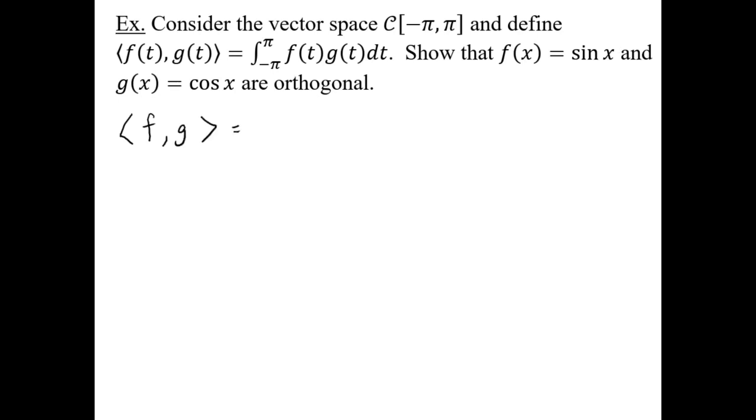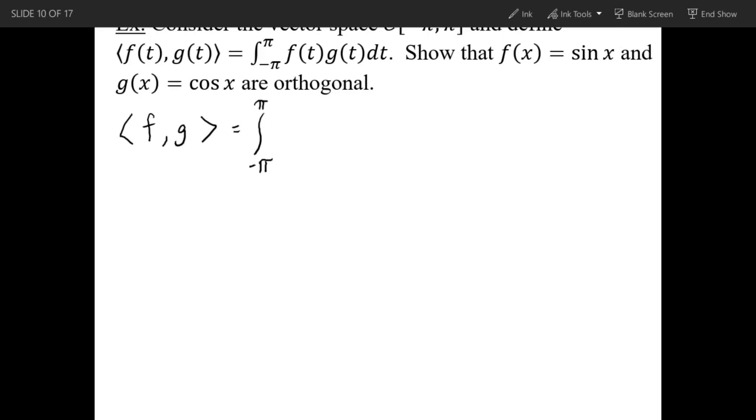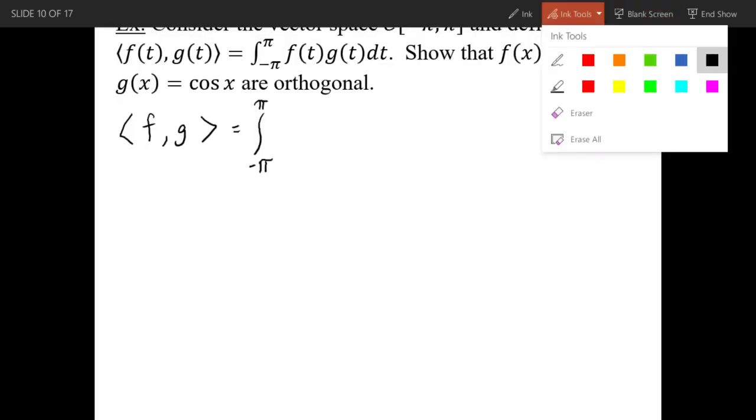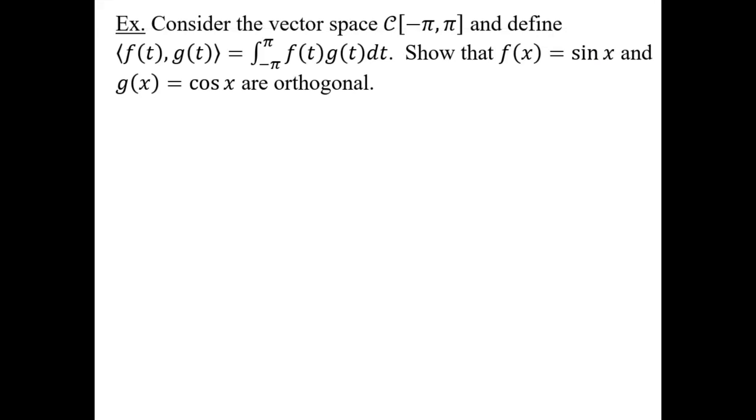Well, let's calculate that inner product. This would be the integral from negative pi to pi of, actually, no, I'm sorry, let me just erase everything because I can actually use actual functions here. This is sine x and cosine x. So again, we want to show that this inner product is 0. So the inner product is the integral from negative pi to pi of sine x times cosine x dx. And so to answer this question, we're going to evaluate this integral.